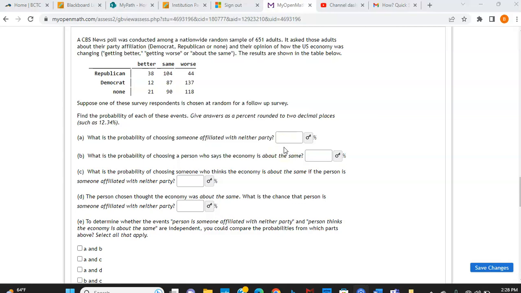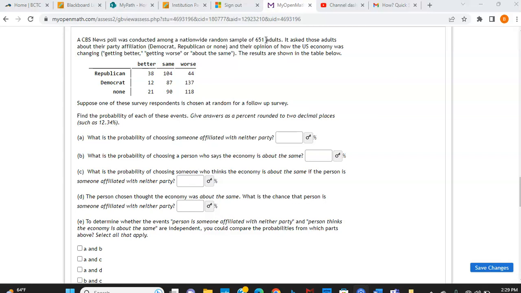For B, what is the probability of choosing a person who says the economy is about the same? We will look at everyone in this column, the people that said it's about the same. We will add up all of those people in that column, put that over the total of 651, and that will be our probability that they are saying that the economy is about the same.